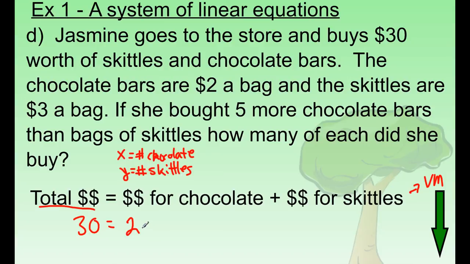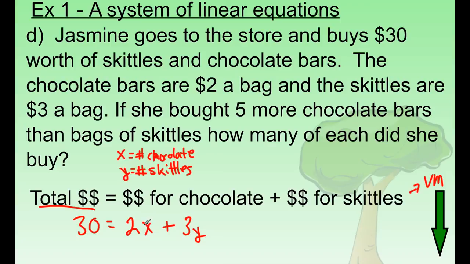So 2x. For every chocolate bar she buys, it's going to cost her $2. So if she bought, for example, 2 chocolate bars, 2 times 2 would be $4 worth. Makes sense. Okay, and plus the amount she spends on Skittles, and Skittles were $3 a bag, so 3 times, instead of using S for Skittles, we're using a y here. Okay, so this statement is true.